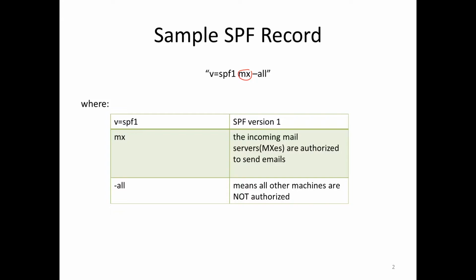It only means that the indicated MX record from the DNS server are permitted to send an email on behalf of the domain. And -all means that all other machines are not authorized. Take note that this -all is very important and should be explicitly defined in an SPF record. This is to ensure that you are not allowing machines other than the listed one, which is the MX.